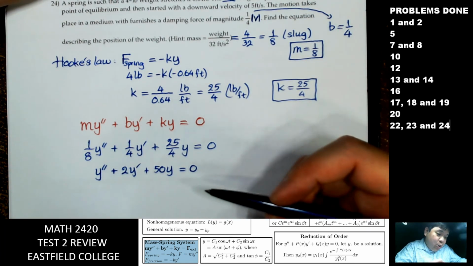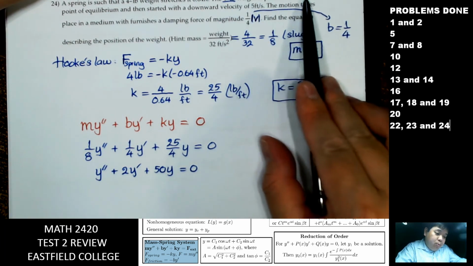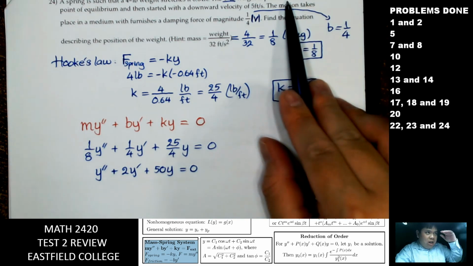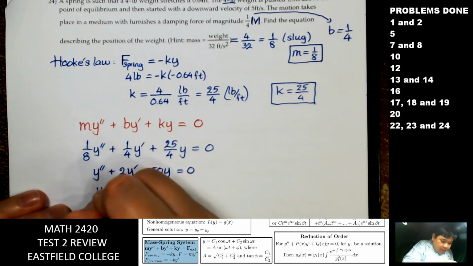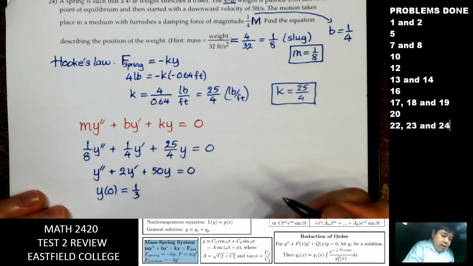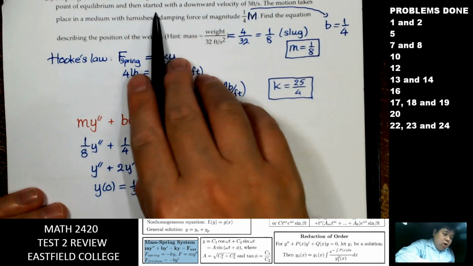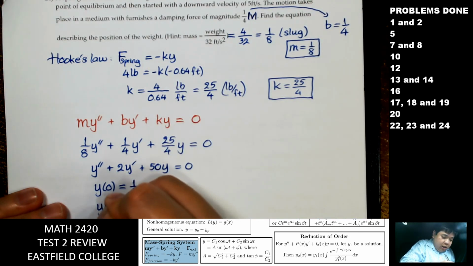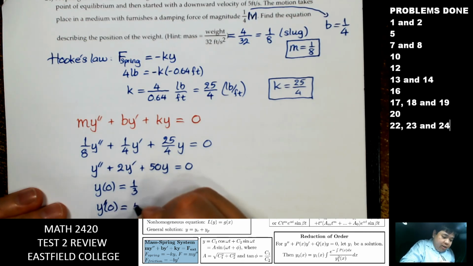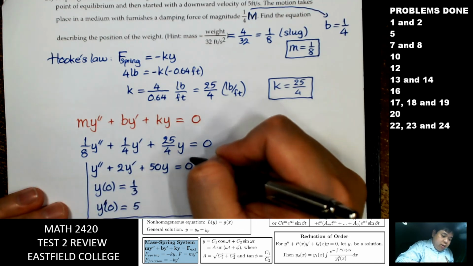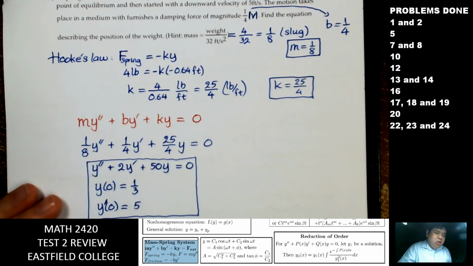Now some initial conditions. The 4 pound weight is pushed 1 over 3 feet above the point of equilibrium, so that's going to be up, which means positive 1 over 3 feet, and then started with a downward velocity. Initially the velocity, which is the derivative, is going down at 5 feet per second. So this is our problem. This is the initial value problem, which is very easy to solve.